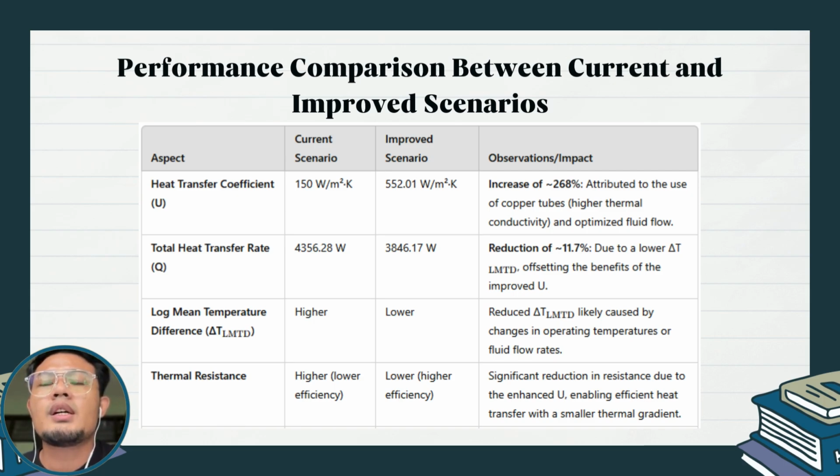And the fourth one is thermal resistance. For the current scenario we have lower efficiency. The improved scenario has higher efficiency. The observation for thermal resistance is a significant reduction in resistance due to the enhanced U, enabling efficient heat transfer with a smaller thermal gradient.